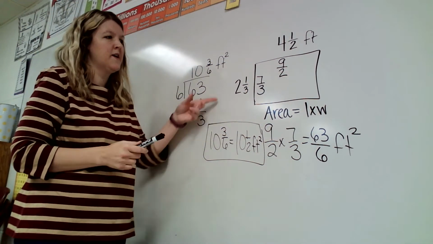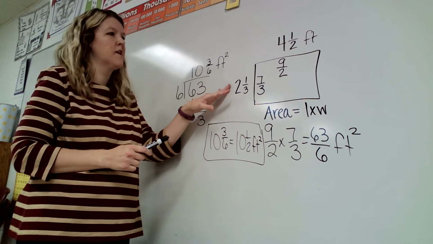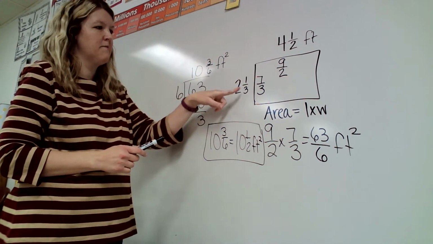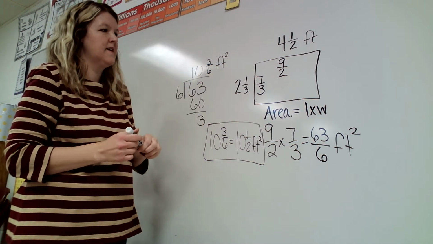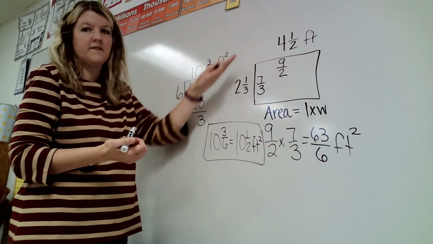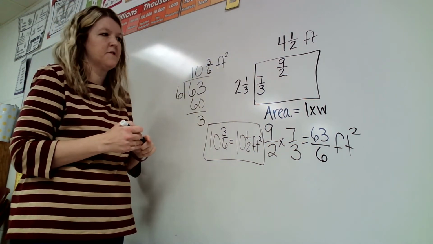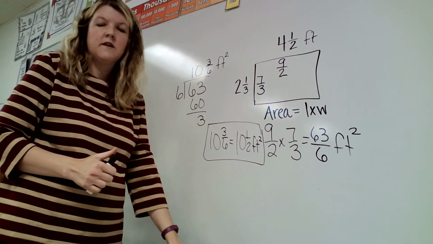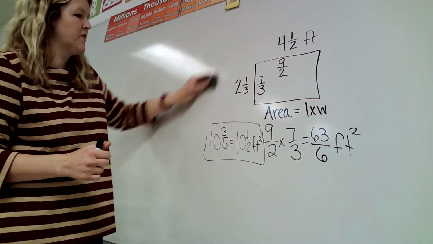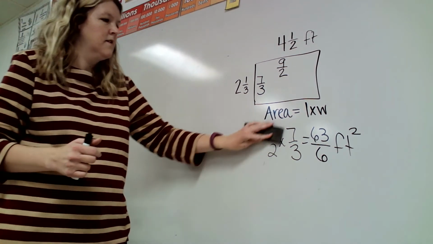Now, one way that we cannot do it, and this is what a lot of you like to do, is multiply 2 times 4 and get 8, and then multiply the fractions and get 1/6. But we see that the answer is not 8 and 1/6. So that is not a method for doing that. So I'm going to go ahead and show you another method that will work if you don't change them to improper fractions.